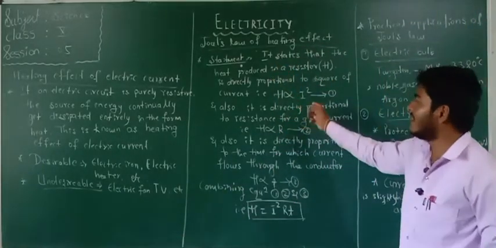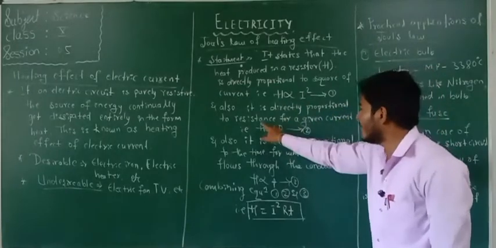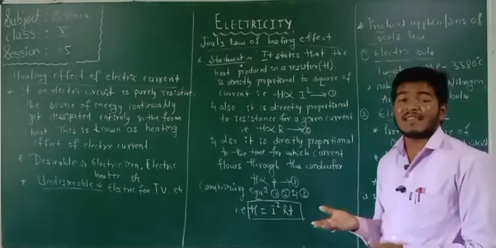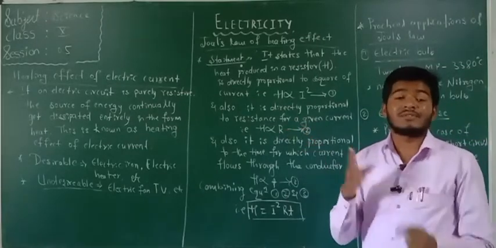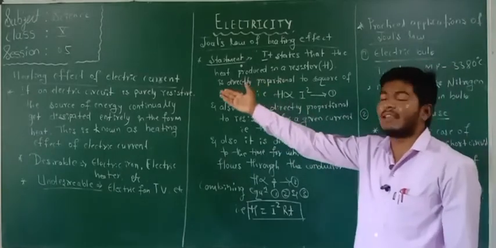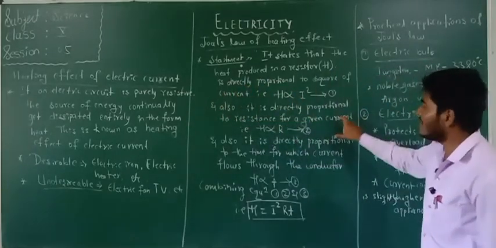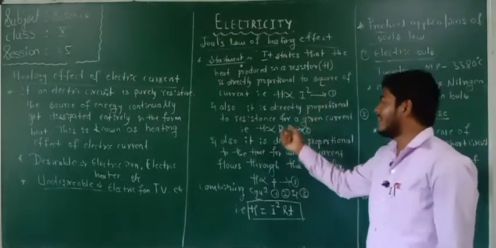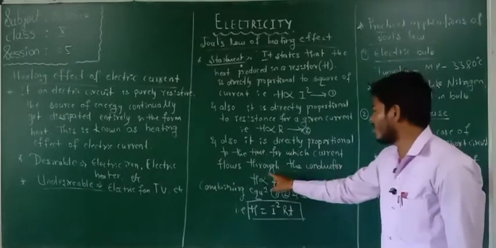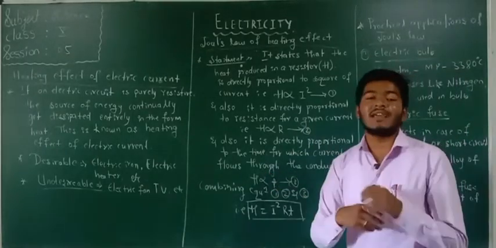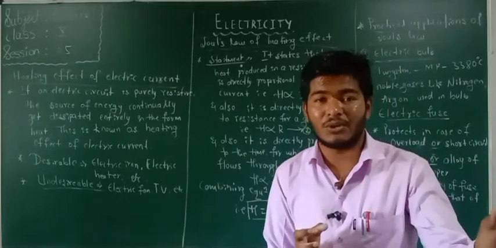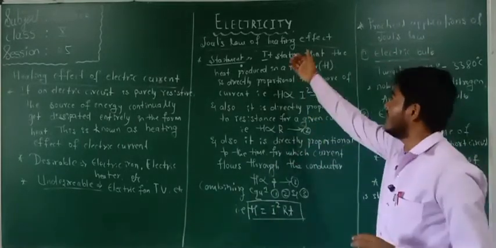It is also directly proportional to the resistance for a given current. If the electric appliance has a high resistance, then it produces high heat; it shows a high heating effect. Have you understood? Another statement of Joule's law is that it is also directly proportional to the time for which current flows through the conductor. How much time you provide electric current through the circuit decides how much heat will be produced.